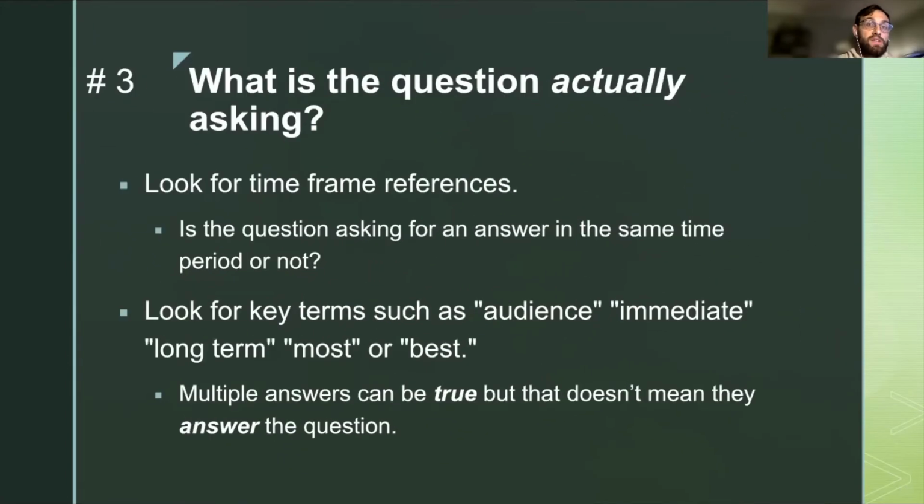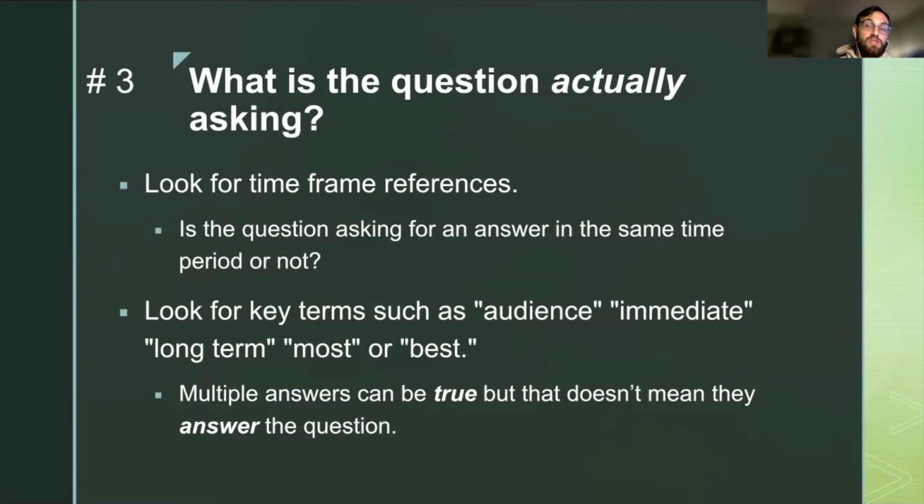Tip number 3, what is the question actually asking? This is another way of saying read the question carefully. Look for time frame references. Is the question asking for an answer in the same time period as the stimulus, or is it asking for a different time period? It may seem silly. I cannot tell you how many times I've seen students pick an incorrect answer because they didn't realize it was asking for a different time period or the same time period.